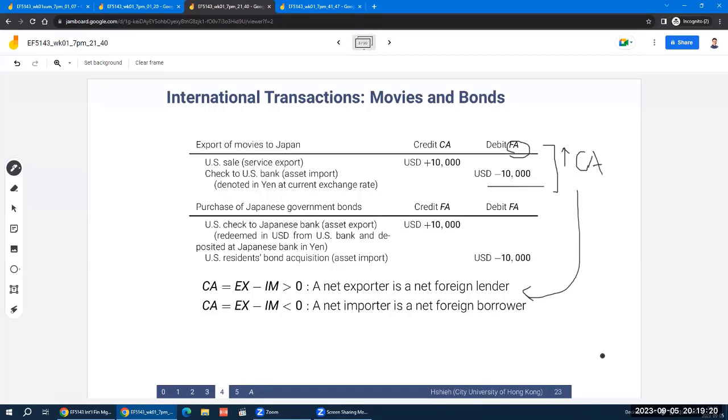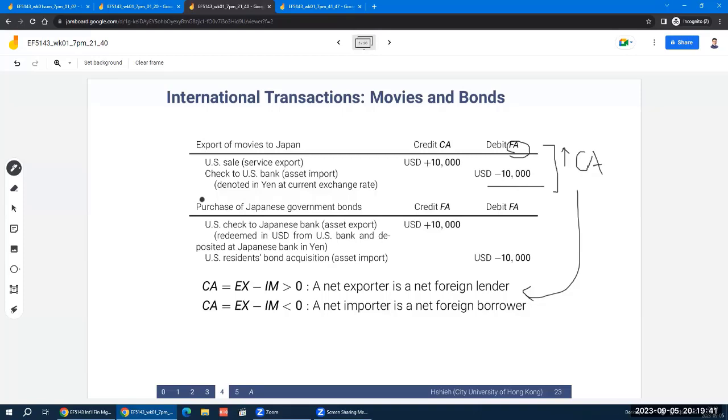The U.S., if it had a starting point of the current account being equal to 0, then it's going to become a net foreign lender. Okay, because we're lending them goods and services today so that we can use their Japanese yen to buy their goods and services some time in the future. All right.